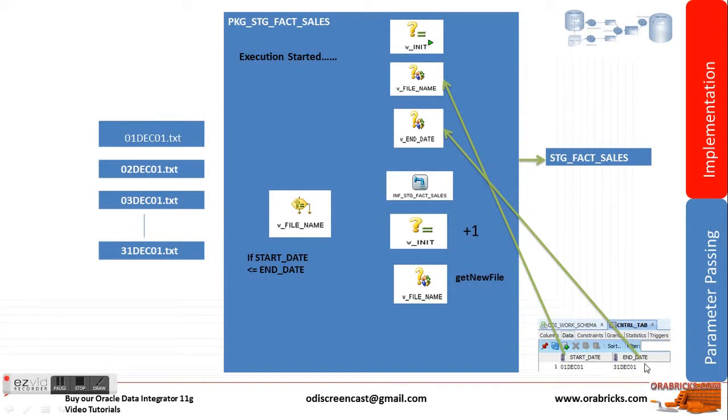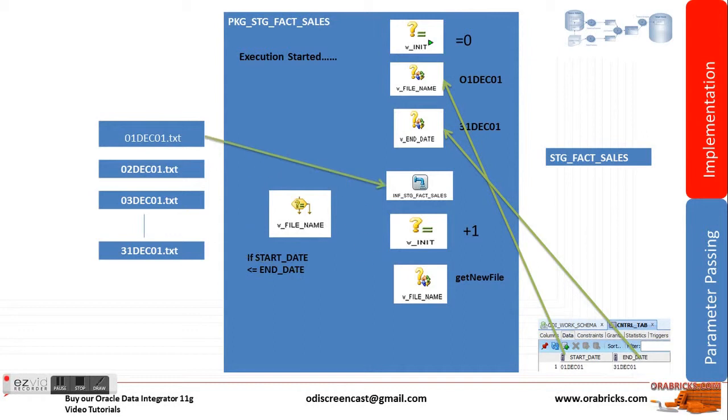So let us modify the parameters here. Set the start date to 01 December 01 and the end date to 31 December 01 and execute your ODI package. When you execute your ODI package, initially the flow will look like this. Initially the value of v_init will be 0, and then the value of v_file_name will become 01 December 01 and the value of v_end_date will become 31 December 01.